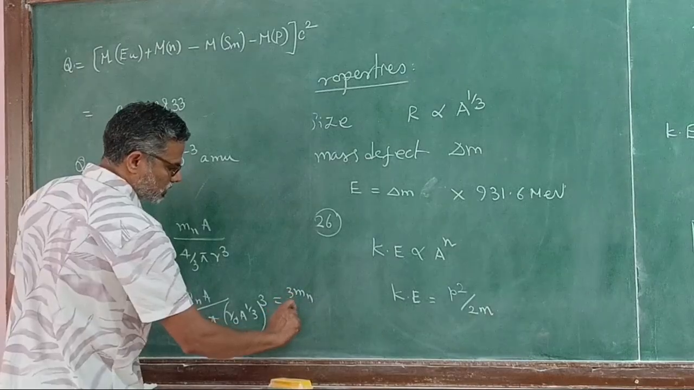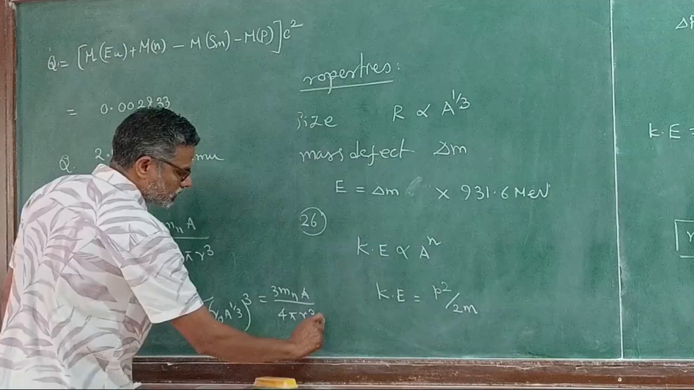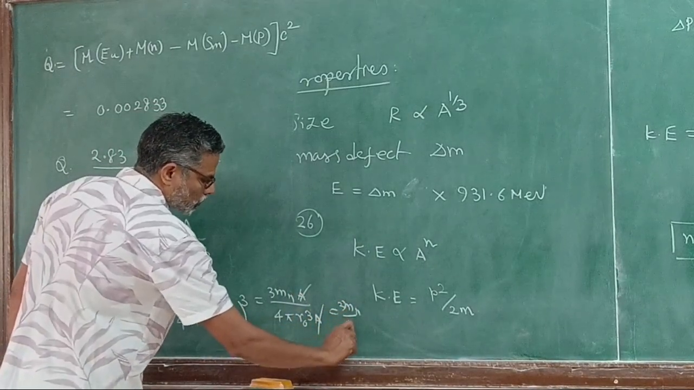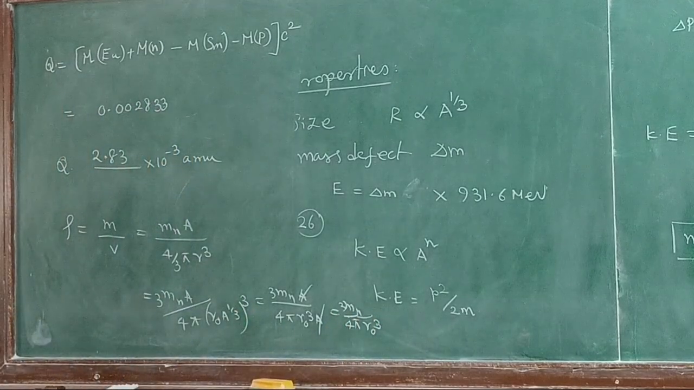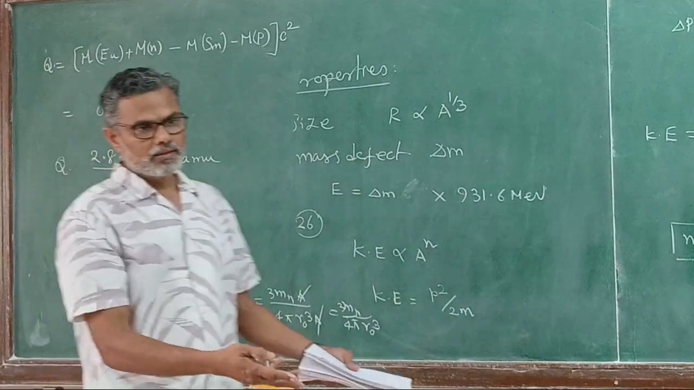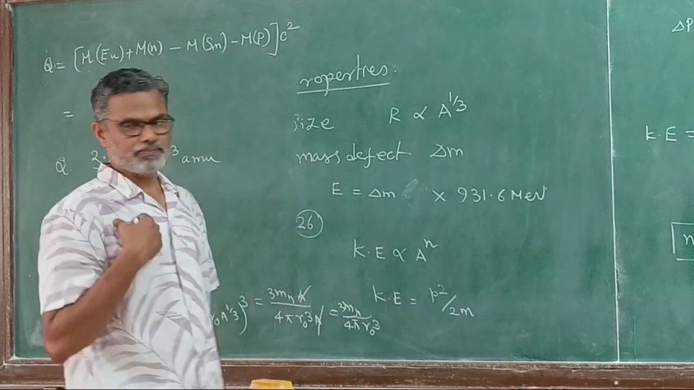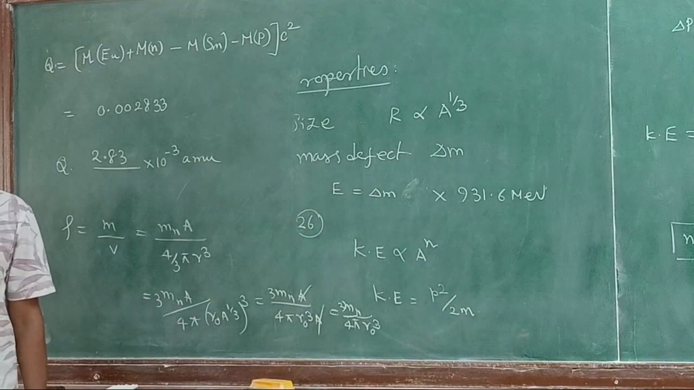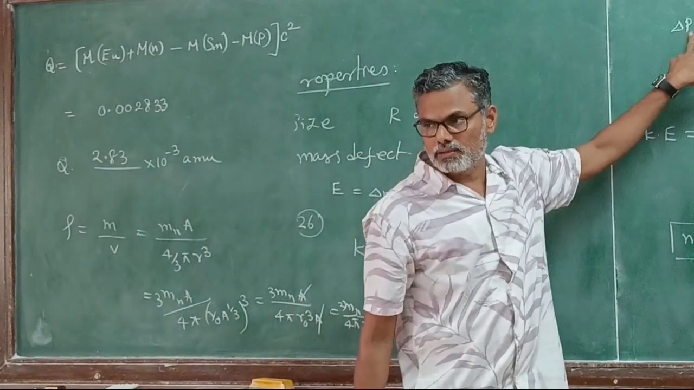So m_n 3A divided by 4 pi R naught cube into A. So A gets cancelled. Basically it's 3 times m_n divided by 4 pi R naught cube, which is a constant. So it is not depending on the element. Nuclear density, whether it is hydrogen or lead, is independent of the element. Nuclear density is an intrinsic property. Similarly, whether the electron resides inside the nucleus, the answer is no. We can very well get that from the uncertainty relation.